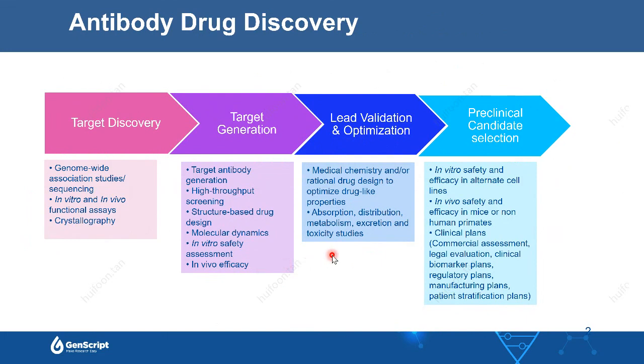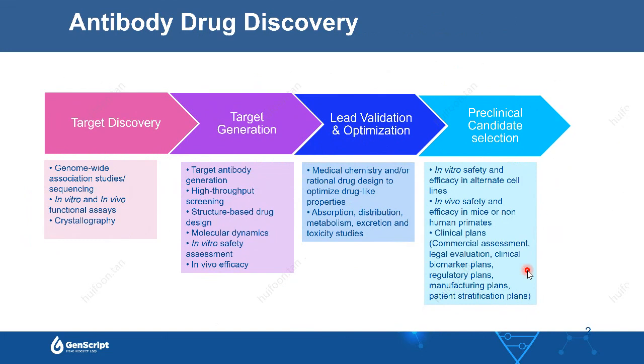In the lead validation and optimization phase, scientists would like to improve the lead's safety, efficacy, and developability, which I will discuss further in the next sections. Through medicinal chemistry or rational drug design strategies to optimize drug-like properties, they also perform absorption, distribution, metabolism, excretion, and toxicity studies to validate and optimize the lead.